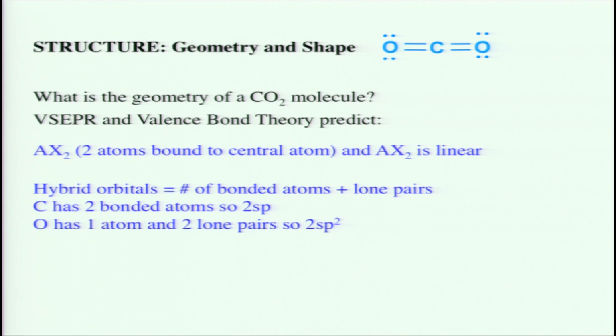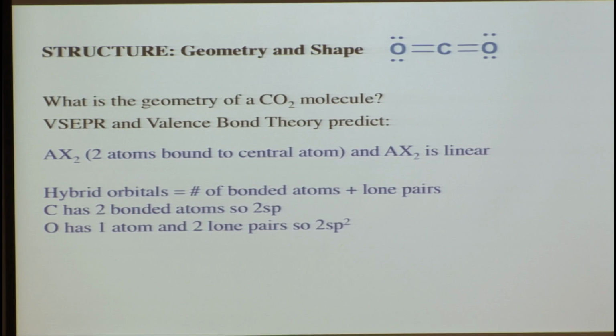And oxygen has 1 atom and 2 lone pairs. Again, the number of bonds doesn't matter here. So it has 1 plus 2, or 3, so it's sp2. And again, n equals 2, so 2sp2.